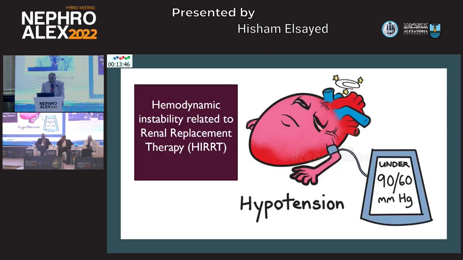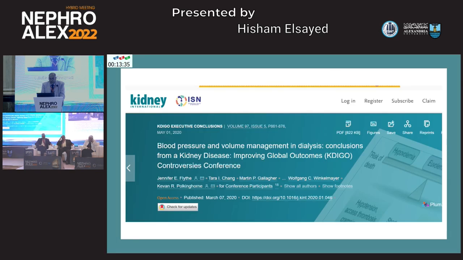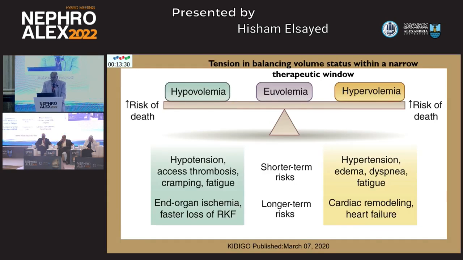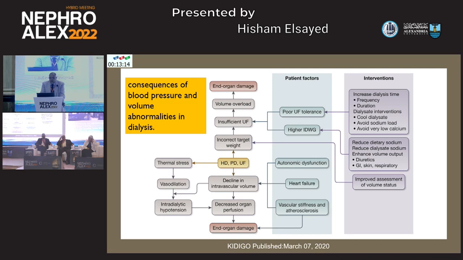So what about hypotension, intradialytic hypotension? And what is called renal replacement therapy associated hemodynamic instability, the blood pressure and volume management conclusion from the KDIGO. Lastly, the short-term risk and long-term risk of intradialytic hypotension, and reaching euvolemia, is the important factor why hypovolemia on one side and hypervolemia on the other side carry a risk of death. The consequences of blood pressure and volume abnormalities in dialysis and the patient-related factors are very important.